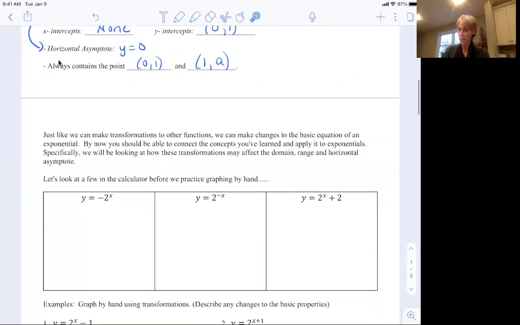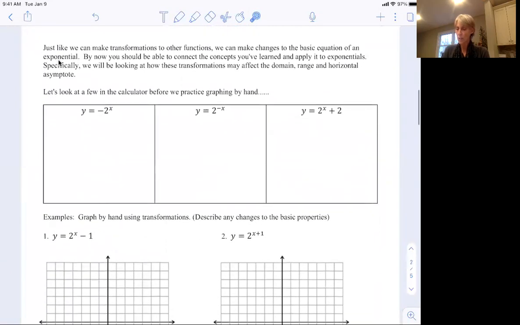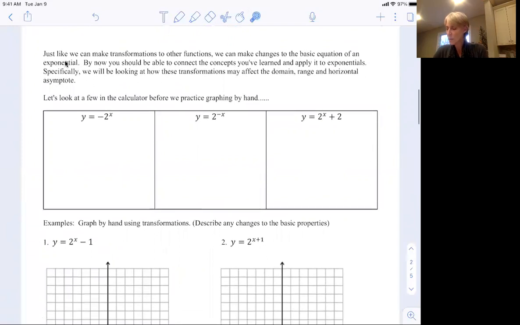can study exponential functions. So just like we can make transformations to other functions, we can make changes to the basic equation of an exponential. By now, you should be able to connect the concepts we've learned in previous courses and apply them to the exponential function. Specifically, we're going to be looking at how these transformations may affect the domain, range, and the horizontal asymptote. So let's take a look now.